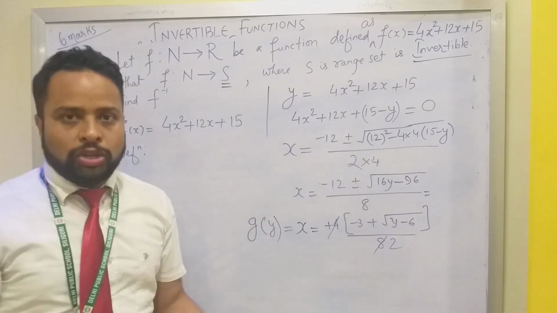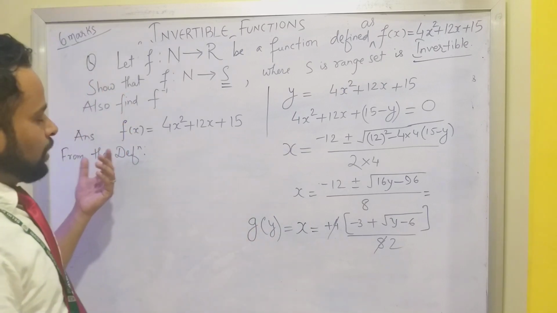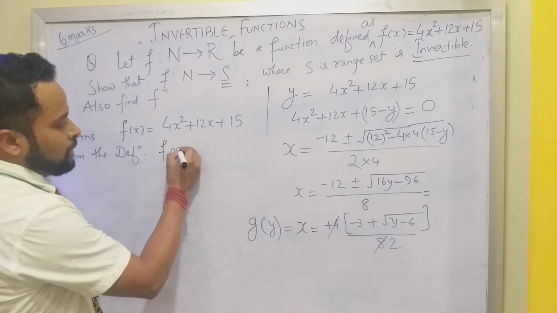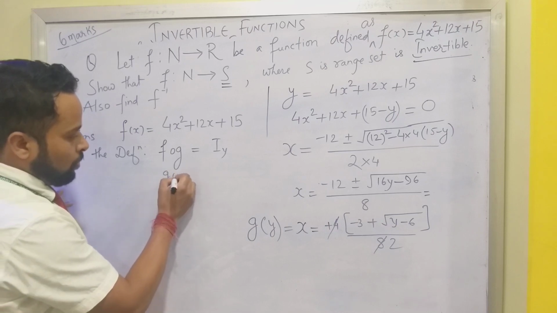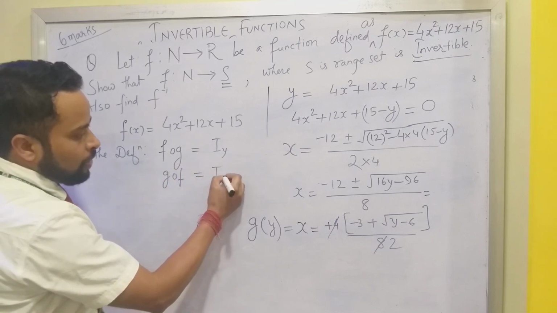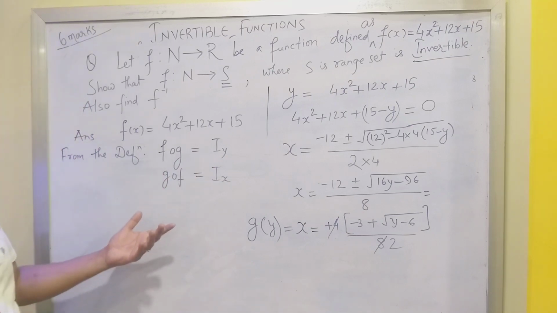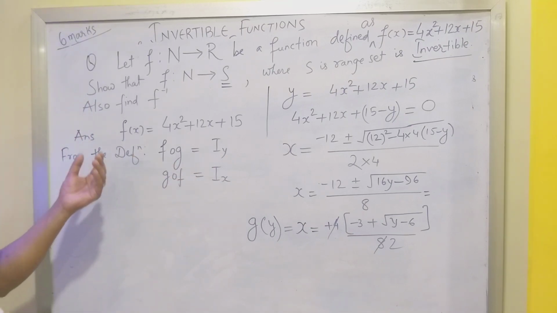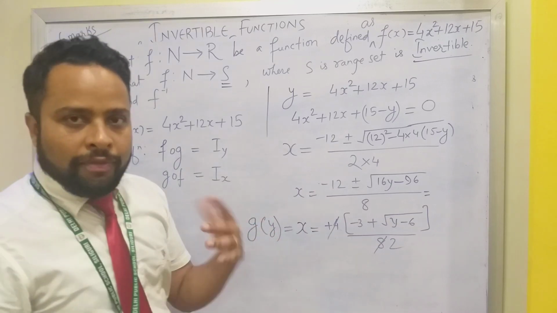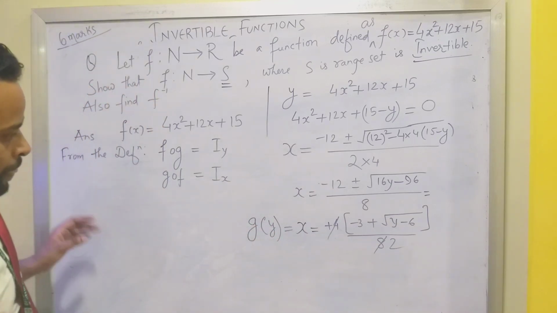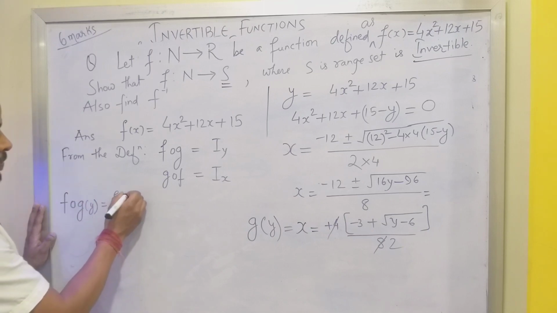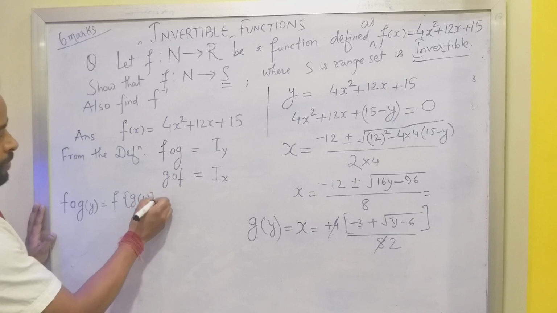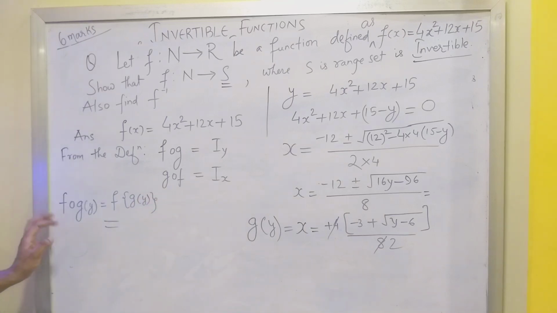A function is said to be invertible if f o g gives me an identity function of the codomain set and g o f gives me the identity function of the domain set. So what I will do is utilize this f of x and g of y to find f o g and g o f. So f o g of y, that is f of g of y. Fine. So what is f of g of y?